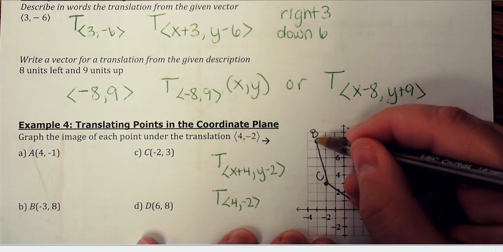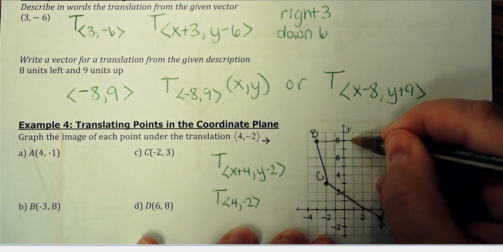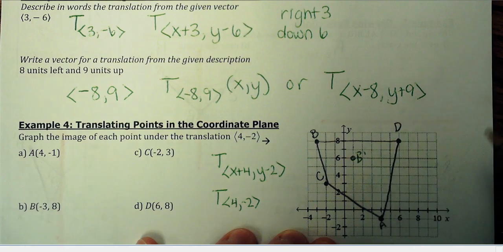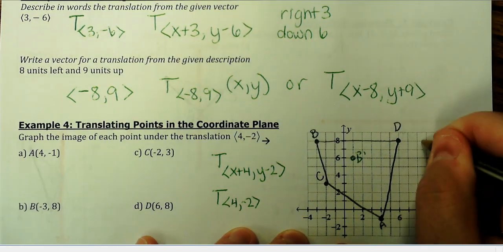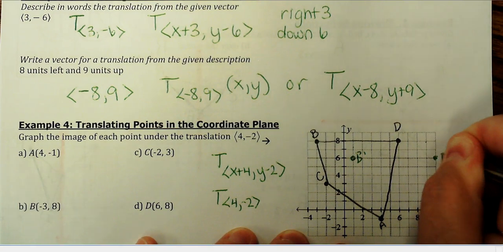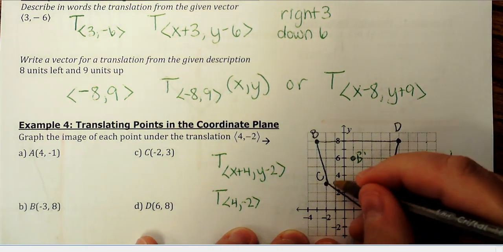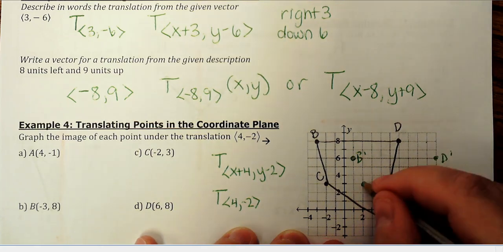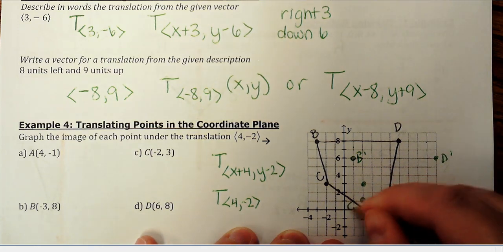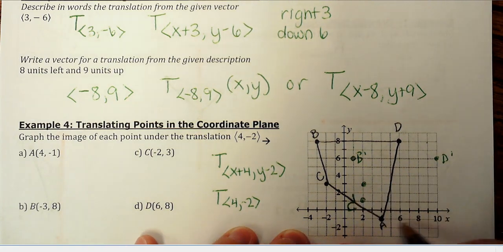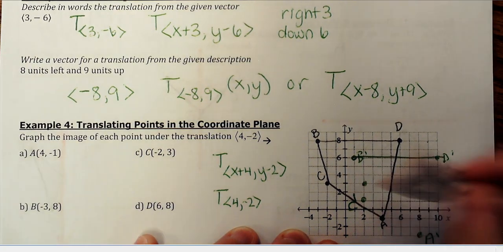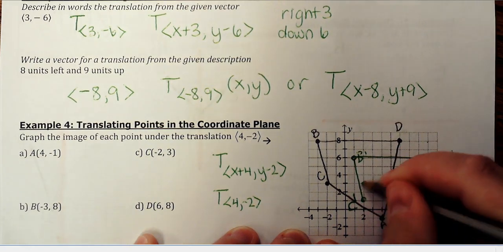So here's B. We're going to go 1, 2, 3, 4, down 2, 1, 2. Here's B prime. Here's D. Over 4, 1, 2, 3, 4, down 2. Here's D prime. C over 4, 1, 2, 3, 4. Oh, oops, not there, sorry. And then down 2. Sorry about that. This is the C prime here. And then A over 4, 1, 2, 3, 4, and then down 2. This is A prime. And I'll go ahead and pretend I didn't put that extra little dot there.